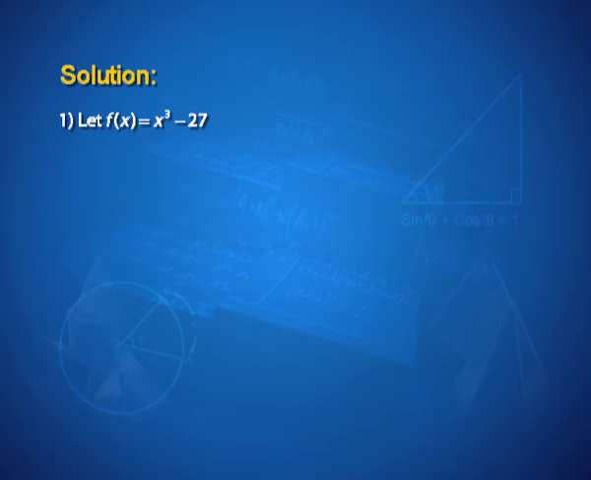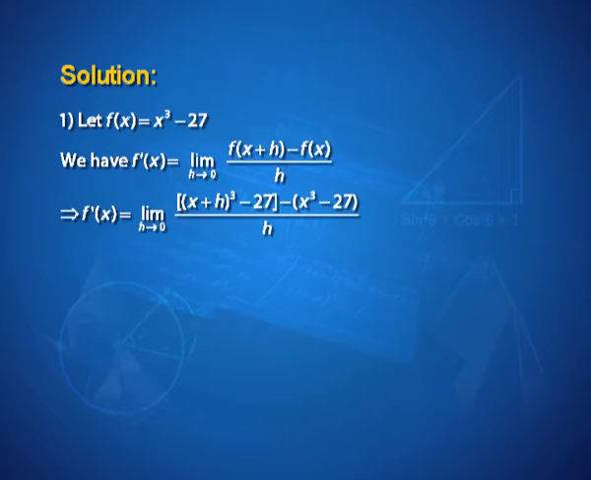Let f of x be equal to x cube minus 27. We have f dash x is equal to limit f of x plus h minus f of x upon h as h tends to 0. That implies f dash x is equal to limit (x plus h) whole cube minus 27 minus (x cube minus 27) upon h as h tends to 0.